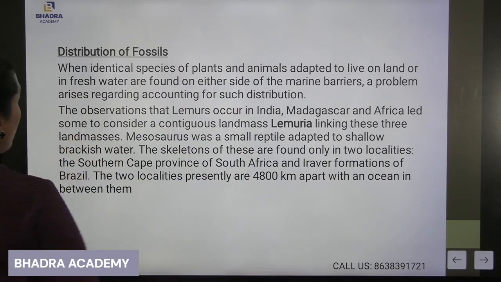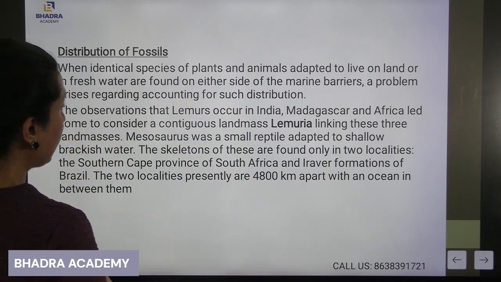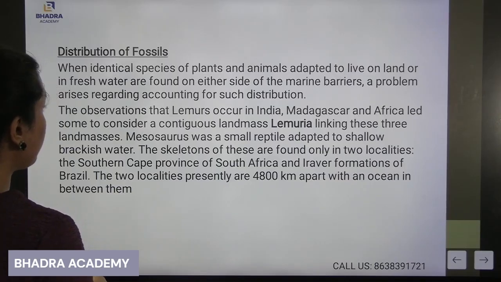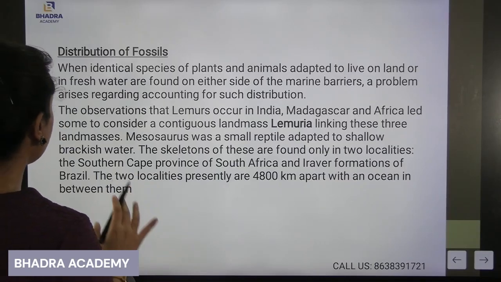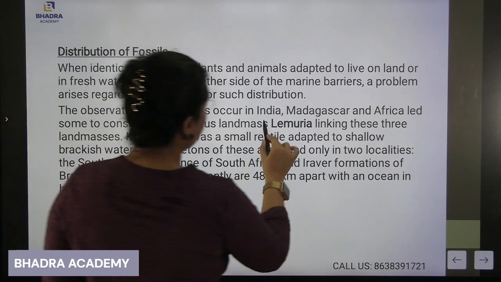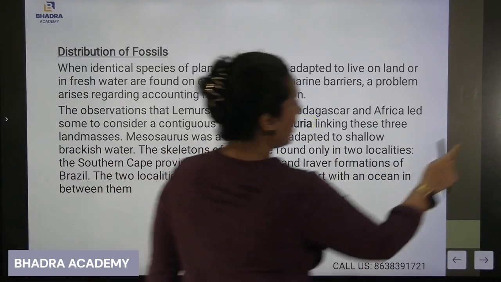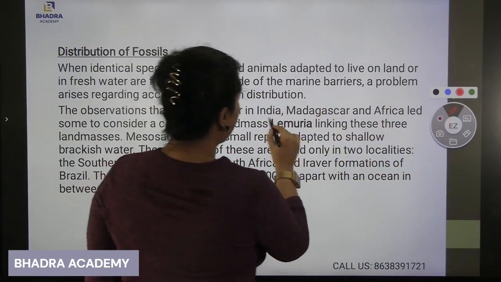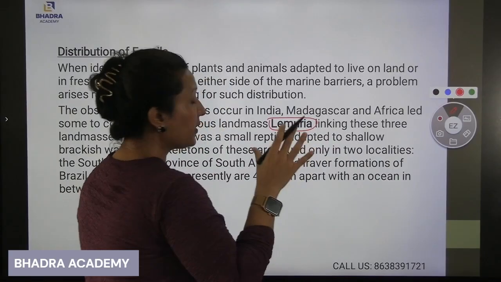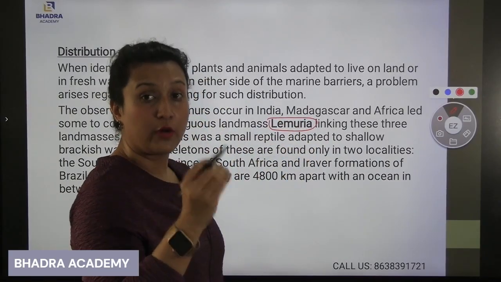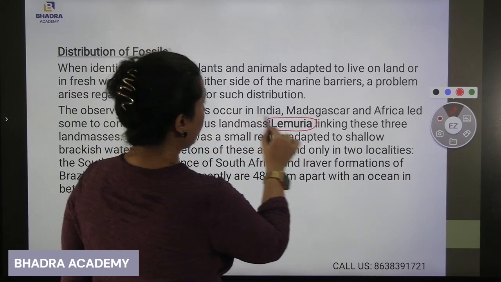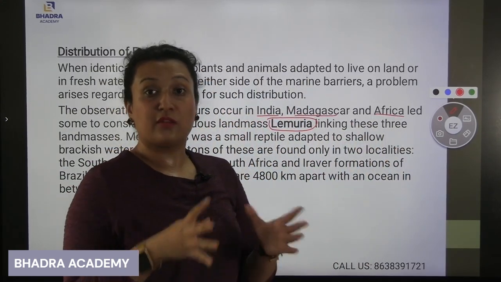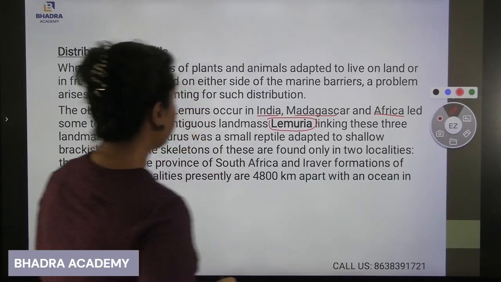Also, the observation that lemurs occurred in India, Madagascar and Africa led scientists to consider a continuous landmass, Lemuria, linking the three landmasses. Lemuria is known as a very big landmass which joined the three landmasses, India, Madagascar and Africa. So these three landmasses joined together are known as Lemuria.